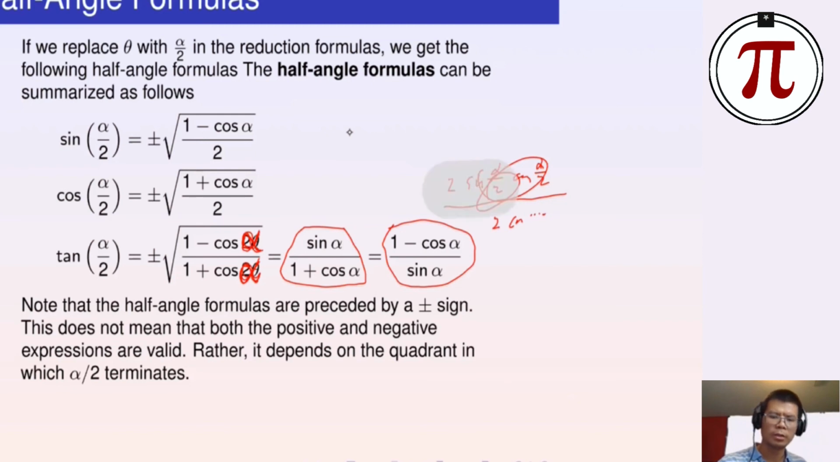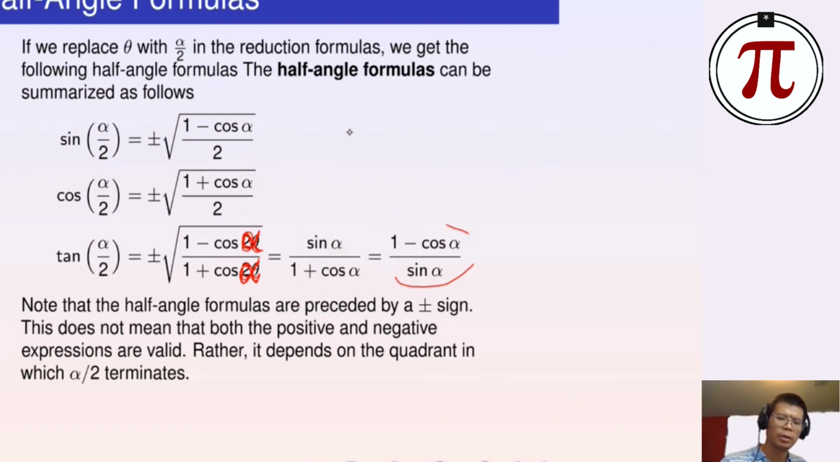Okay, so we have these equations. These equations for tangent give this one: 1 minus cosine over sine, and 1 plus cosine. Right, they are going to be the same.